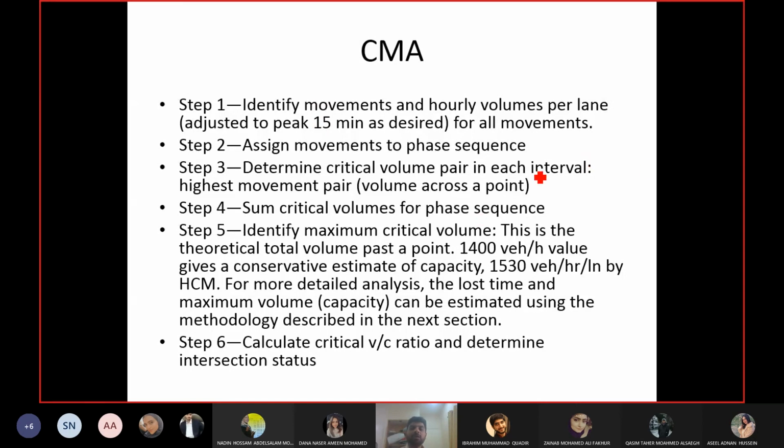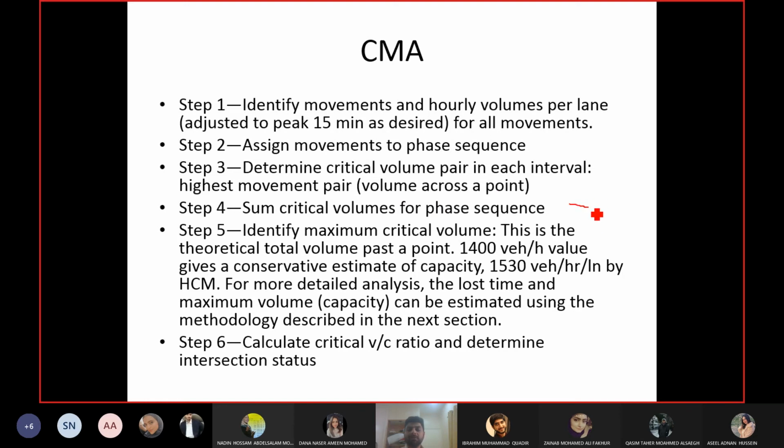Okay. So then you assign movements to phasing sequence. So you develop a phasing plan, and you see which movement will happen in each phasing plan. Determine critical volume pair in each interval. The highest movement pair. Pair means the conflicting movements, the conflicting movements which will cross a point.